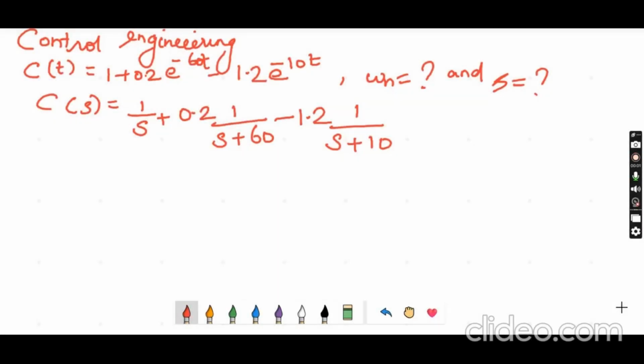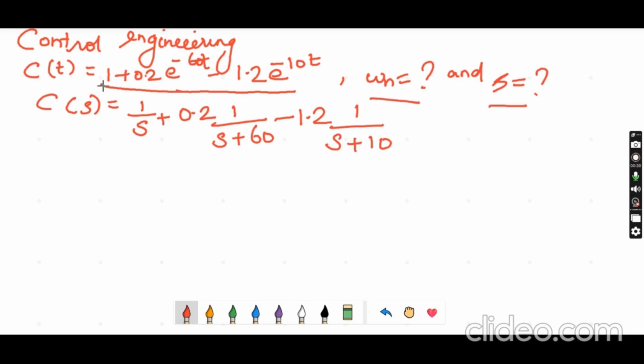Lecture on problems on control engineering. Here the problem is on determining the undamped natural frequency, that is omega n, and damping ratio for the given system response C(t) = 1 + 0.2 e^(-60t) - 1.2 e^(-10t). Upon giving this response C(t), we need to find what is omega n and what is zeta.